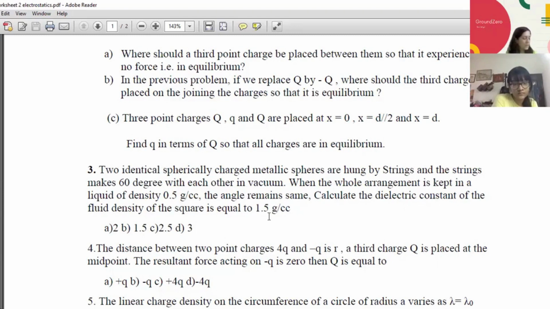Let me check. I think there is some language mistake in the last sentence. Basically you have to calculate the dielectric constant of the fluid, right? So you just try it out.